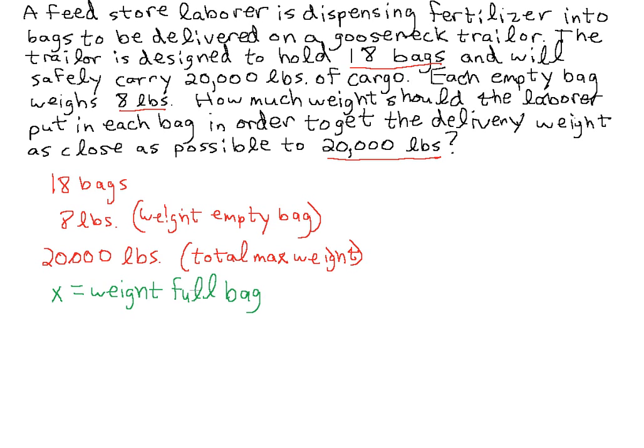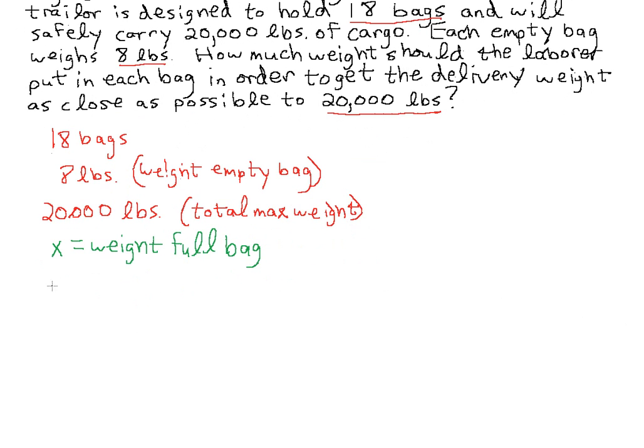Now we have 18 bags that weigh 8 pounds each when they're empty. So when we're writing our equation here, we can start it with 18 times 8 because we're looking for the total weight that we're putting on this trailer. So 18 bags weigh 8 pounds apiece, just when they're empty. So the actual bags weigh 8 pounds apiece, so we need to weigh that as well.